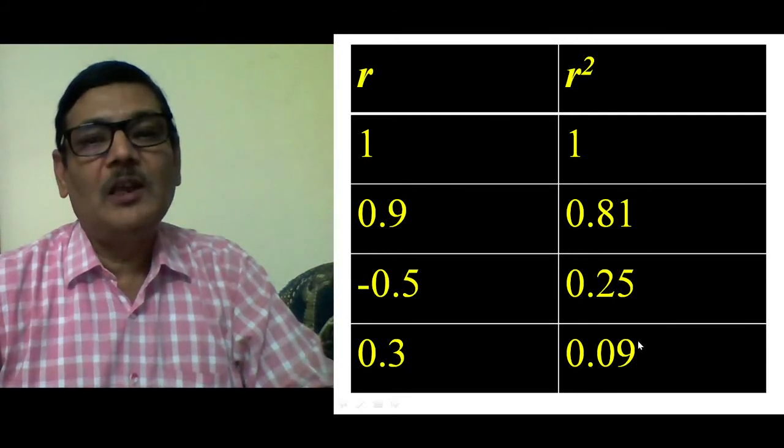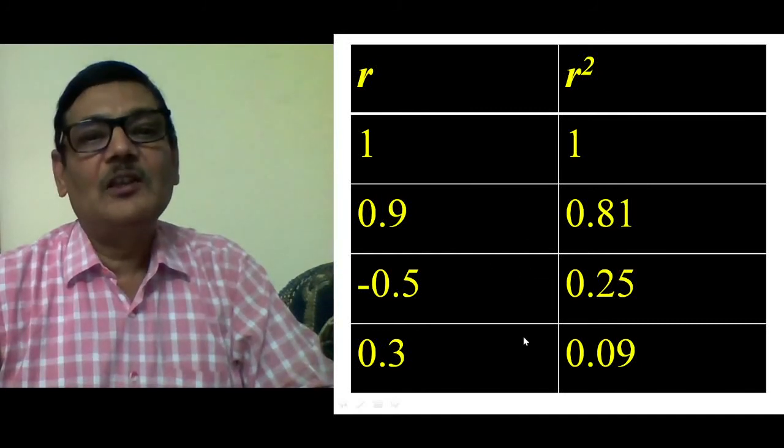It means only 9% explanation can be given for why the change in the dependent one is due to change in the independent one. So this is actually the meaning of it.